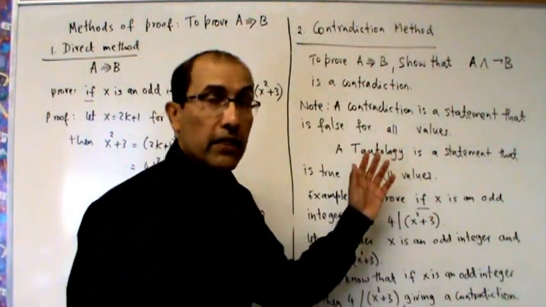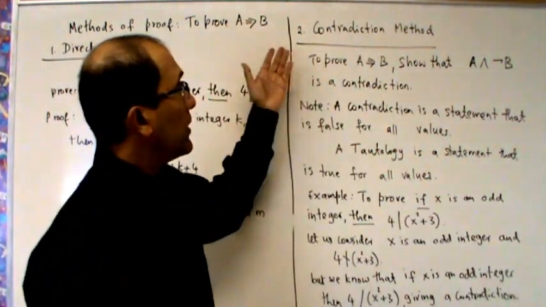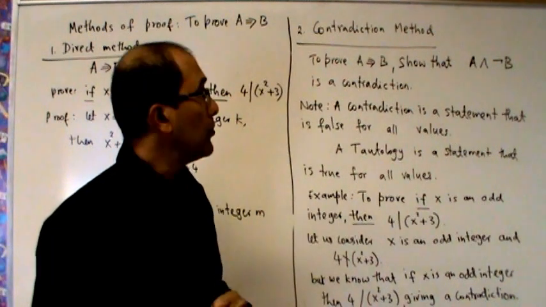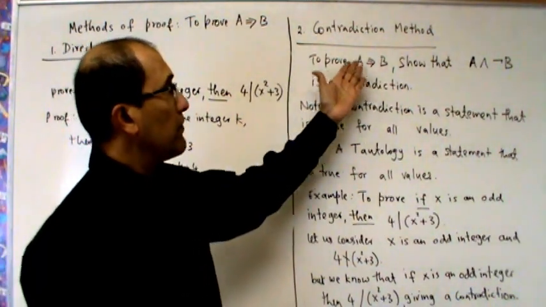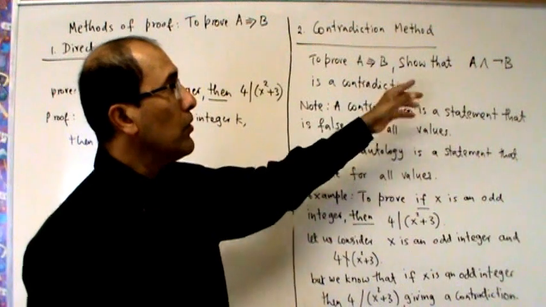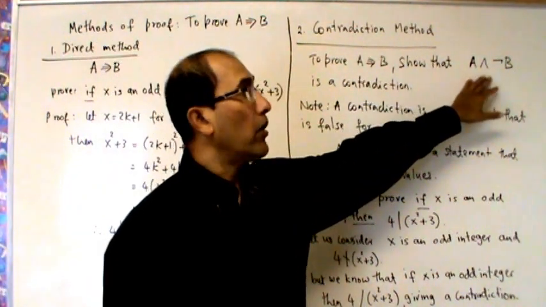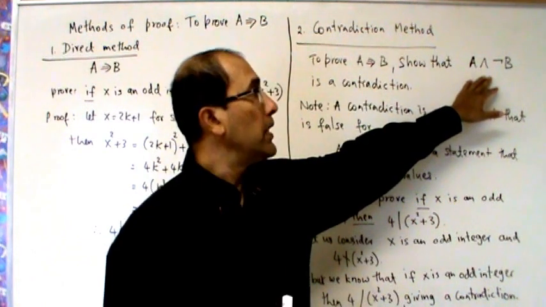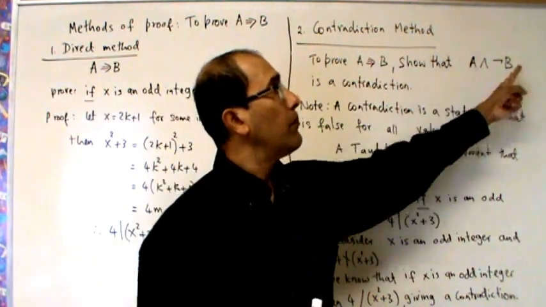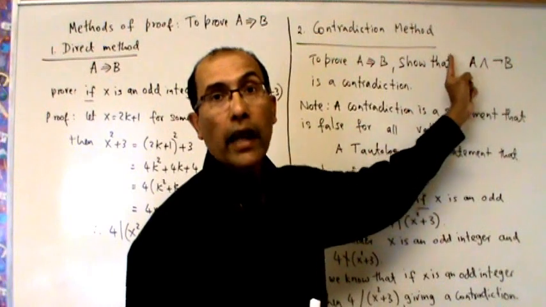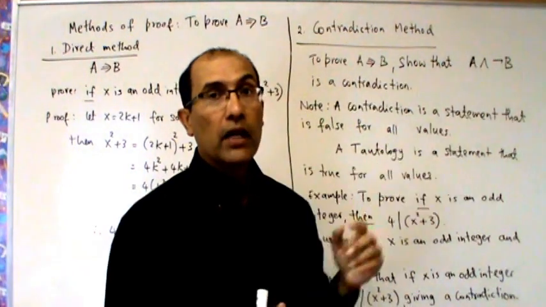Here is a different method of proof. This is called the contradiction method, method 2. To prove this statement if A then B, we are going to look at this statement here, A and not B, A and not B together. So we look at this complicated statement here, and this complex statement must be a contradiction.